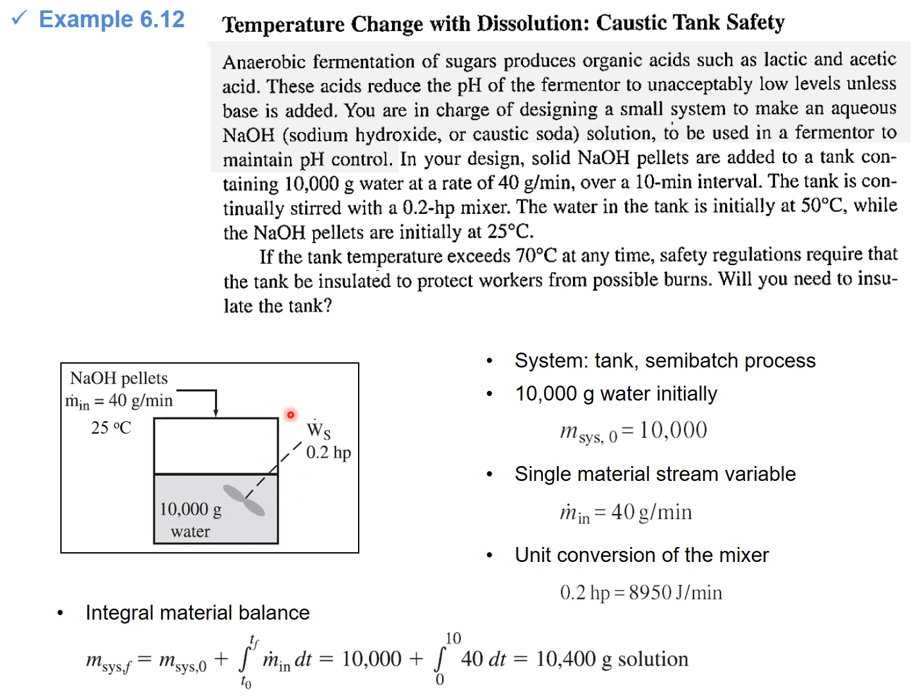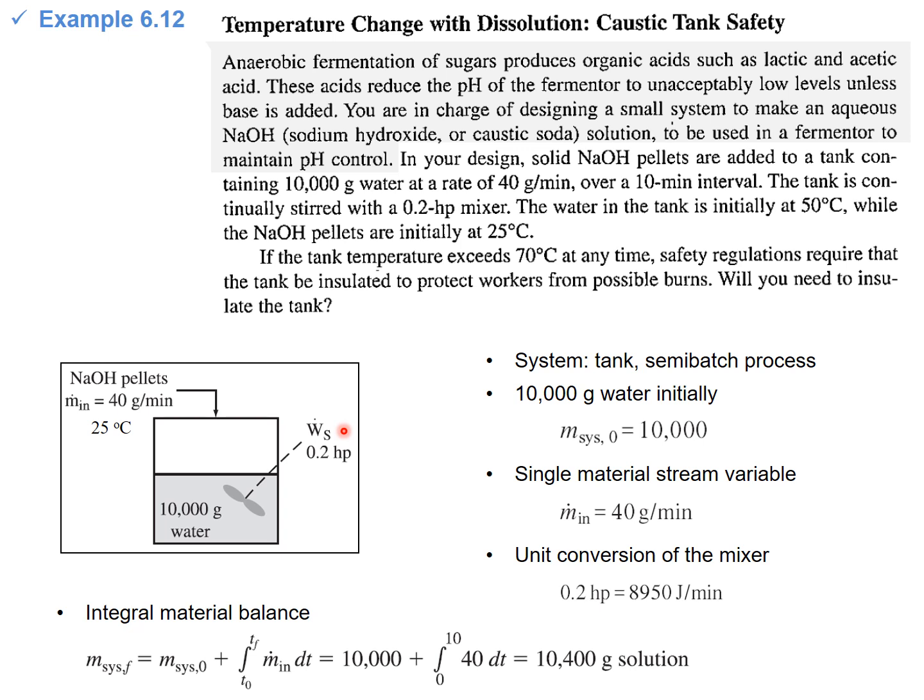Okay, so the system will be the tank, and this tank reactor is considered a semi-batch process because we have water within the tank, so it looks like batch, but during the mixing, sodium hydroxide pellets are introduced continuously into this water, so semi-batch process. Initially, M system initial is equal to 10,000 gram. Also, we have an input stream without an output stream, with the value 40 gram per minute. And also here shaft work is given to you.